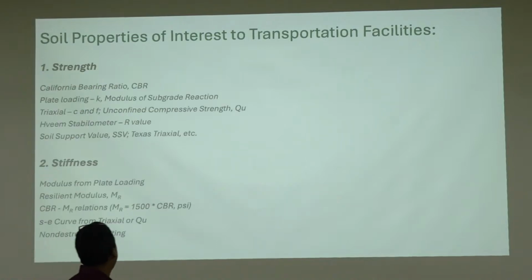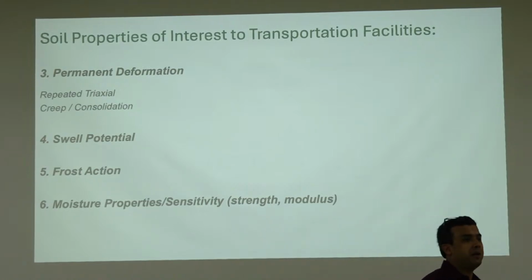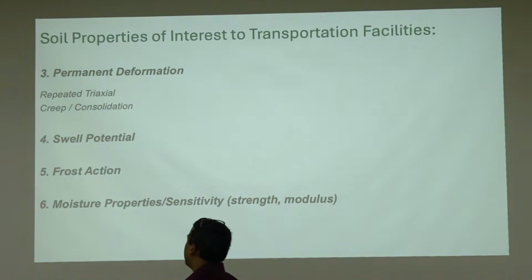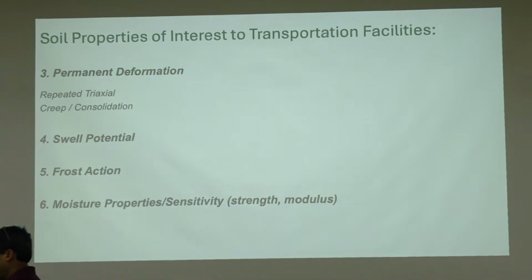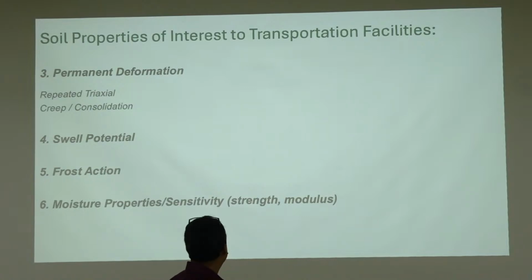We want to know strength, stiffness, then permanent deformation, which is basically your plastic deformation, which manifests itself as rutting, right? So we're going to talk about what affects rutting, how do you measure it, how do you quantify it, and day 3 and day 4 is going to be a lot more of repeat loading and stuff like that. Swell potential, frost action, we'll just briefly mention, and then moisture sensitivity to strength and modulus, we'll go over that quite a bit, how moisture affects these things.